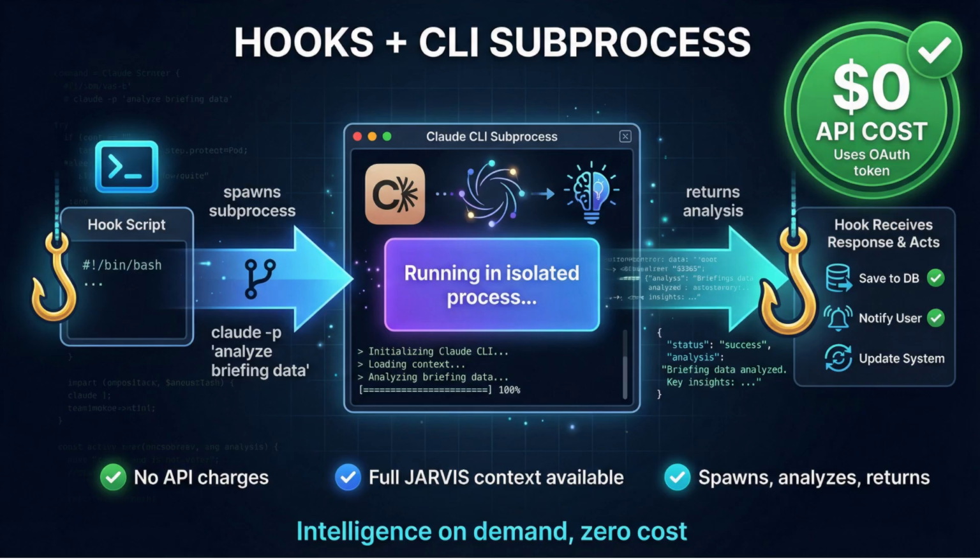Here's the power move. Hooks can spawn Claude Code CLI as a subprocess. Our morning briefing hook runs claude -p with a specific prompt. This gives the hook access to Claude's intelligence without using API credits. The hook gathers data, Claude analyzes it, the hook delivers the result. This pattern turns hooks from simple automation into intelligent automation. And it costs zero because it uses OAuth tokens.